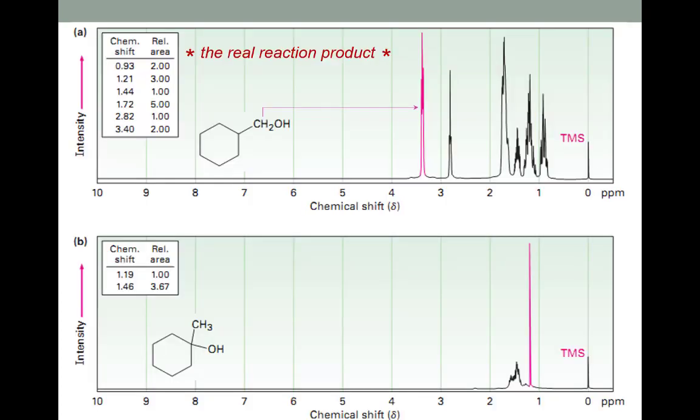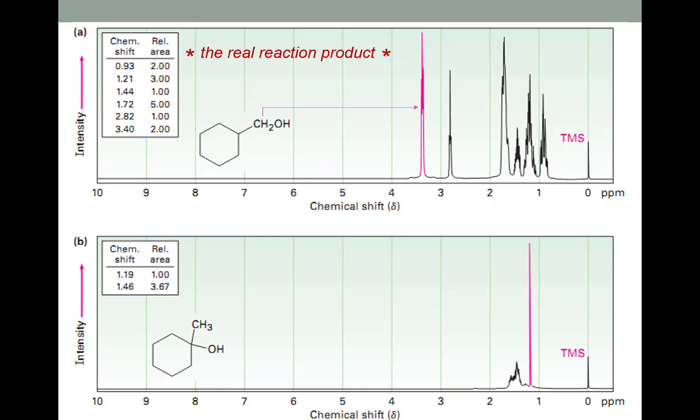And so here are the 2 spectra of those. The Markovnikov product would look like this. Essentially, we've got our methyl peak, we've got our alcohol peak, and we've got our cyclohexane stuff going on here. So what we're sort of seeing is the alcohol proton and all the other stuff sort of piled up.